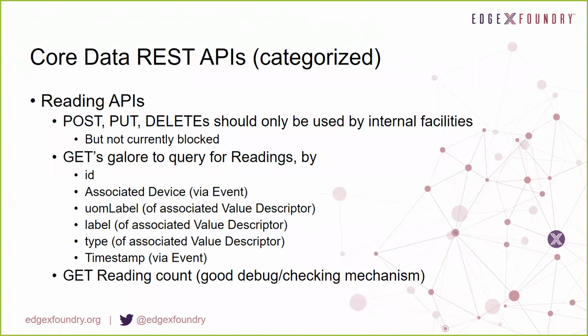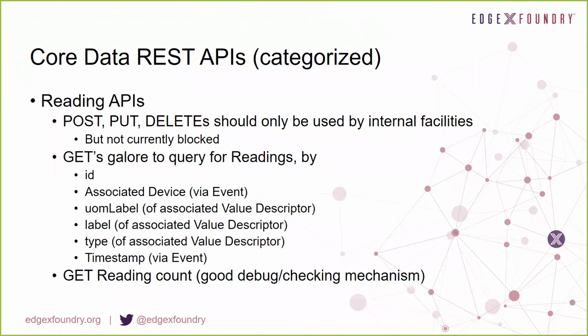Typically, these APIs are going to be called by other elements inside of core data, but there are mechanisms where you can post a reading independently. Obviously, if you do that, you need to know how to associate it to a particular event ID, things of that nature. But they are available, just not often called by code that you would write.